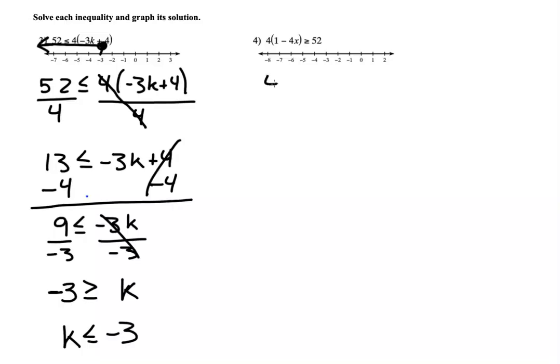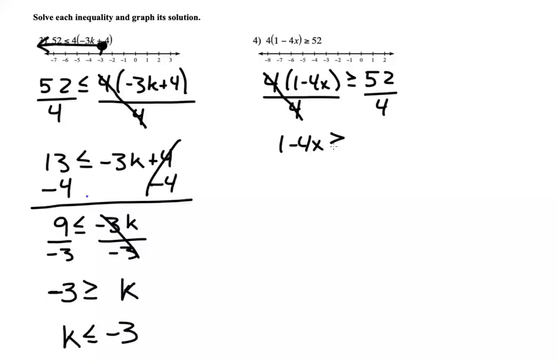Question number 4, let's rewrite it. 4 times 1 minus 4x is greater than or equal to 52. So once again, if I divide this whole side by 4, these 4's cancel, so I don't have to distribute, makes my life easier. But if I divide the right side by 4, I of course have to divide the left side by 4 as well. So on the left, I'm going to have 1 minus 4x. And on the right, that's going to be greater than or equal. So on the right, I'm going to have 13. And because I divide by a positive 4, nothing changes. It still becomes greater than or equal to.